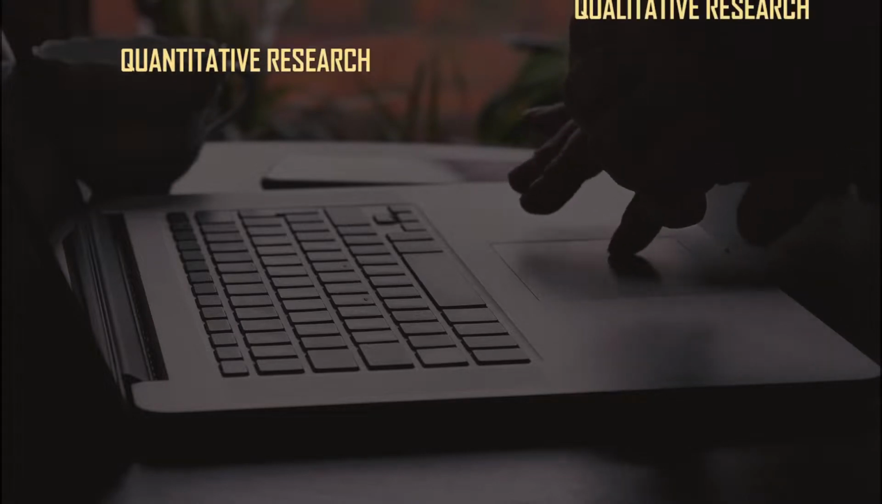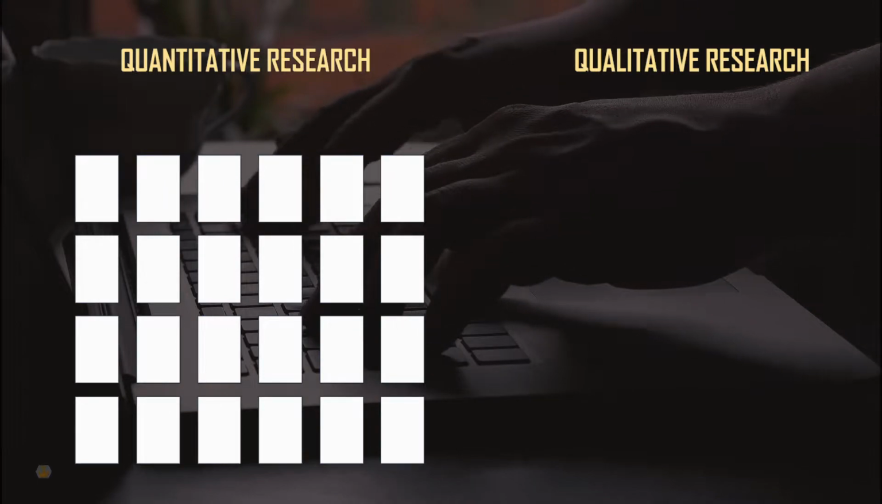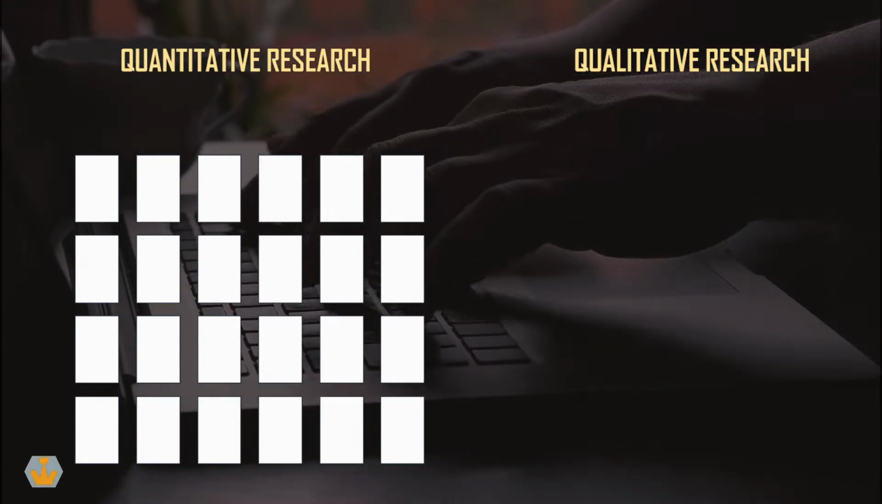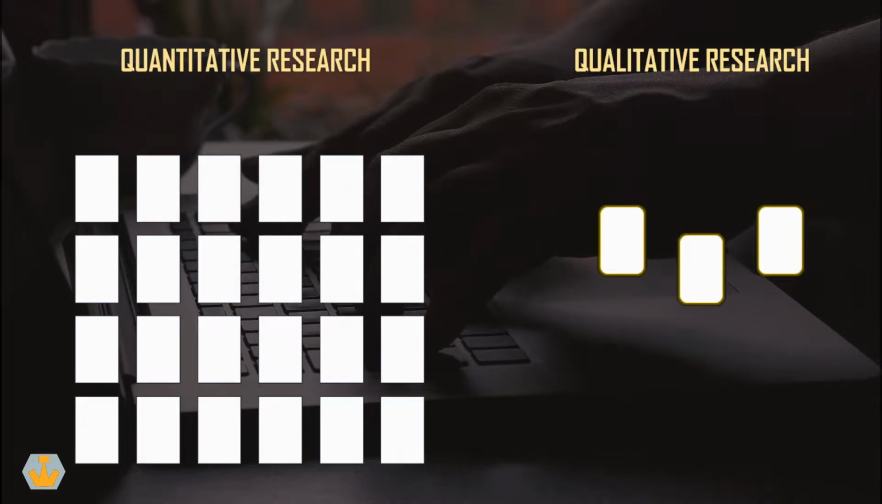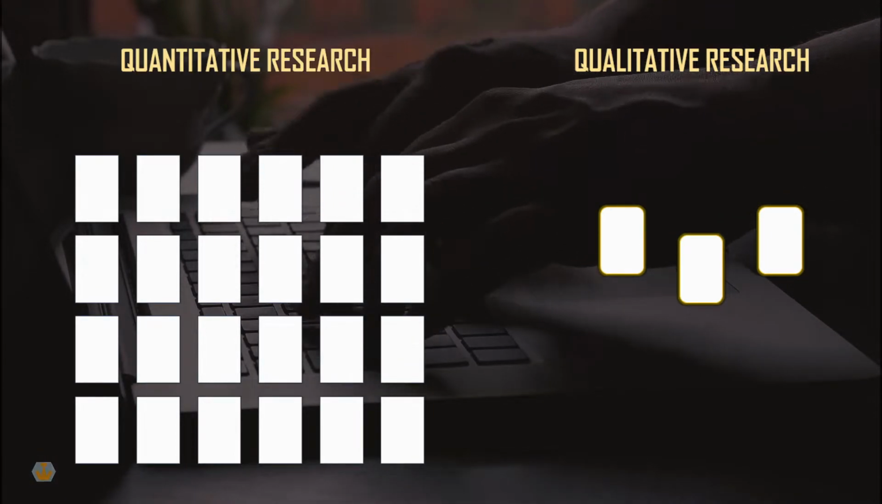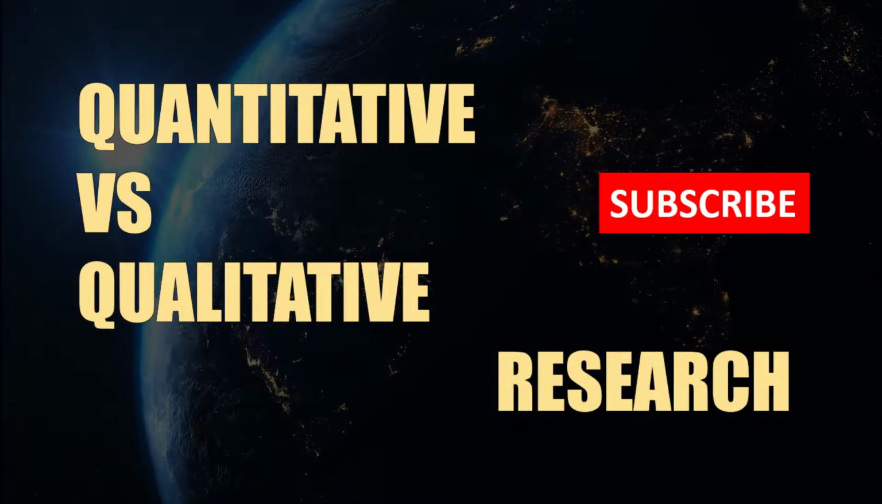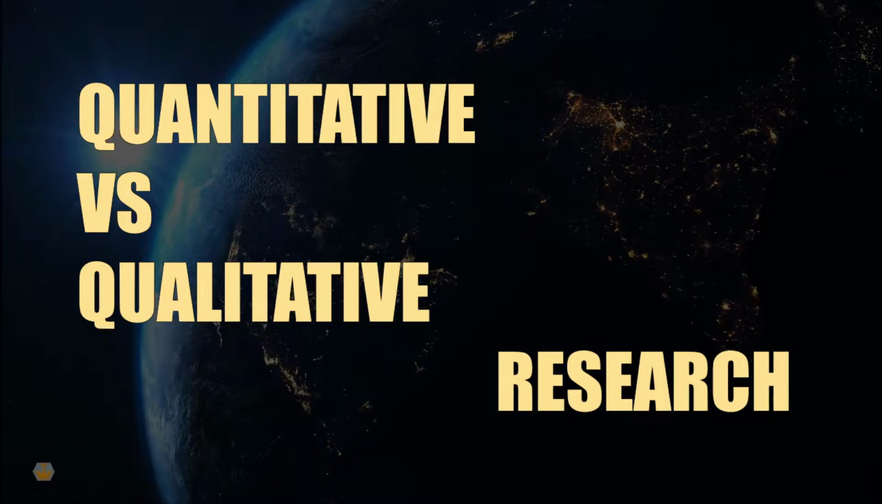From just the words, we can see that in one case we are more concerned about the quantity, and in the other case we are more concerned about the quality. Pretty easy concept, right? Quantitative and qualitative research. Now let's just talk about both of them in a little more detail with some example scenarios.